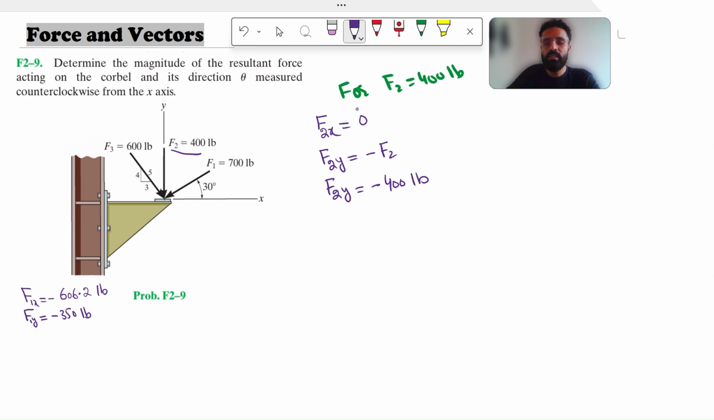So these are the x and y components for the F2 force. This is the vertical component, and this is the horizontal component for this F2 force.